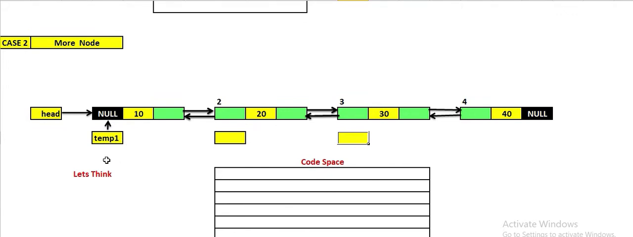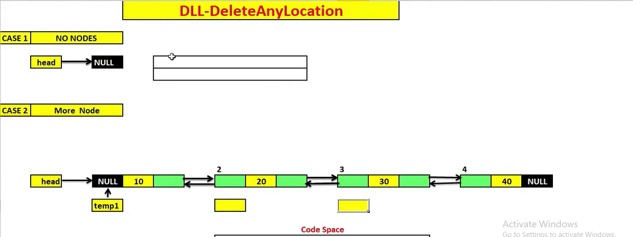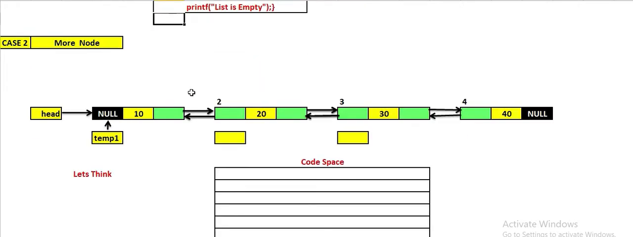We are going to have a pointer to the first node, called temp1, and we check in the first case if temp1 is equal to null, then the list is empty. So we are going to write if temp1 equals null, then we need to print list is empty, else we need to do certain things.